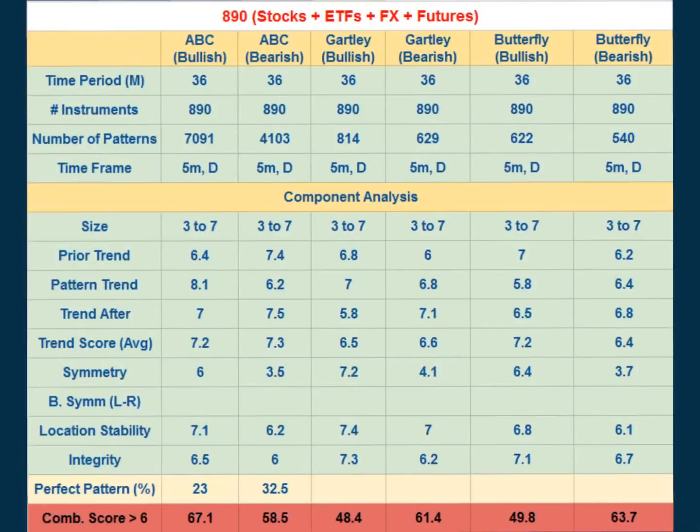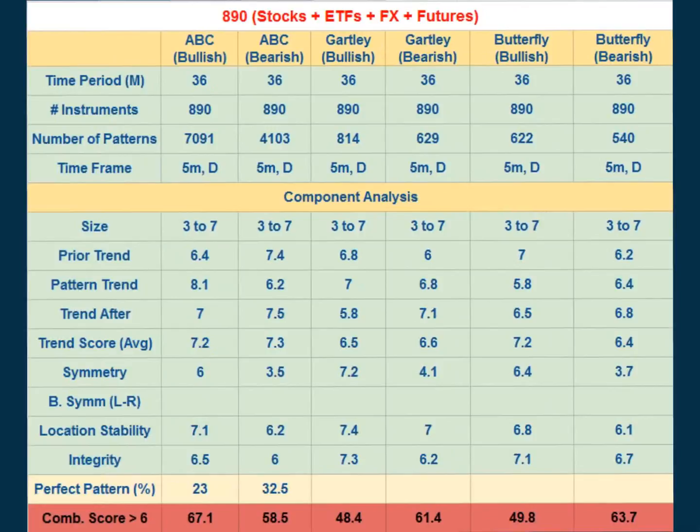And then I also looked at its symmetry type of thing. And then what is its location stability? Location stability is whether it's forming in extreme conditions or whether it's forming within the trend itself. And then what is its total overall integrity type of stuff. So this is how I actually measured it for every single pattern.